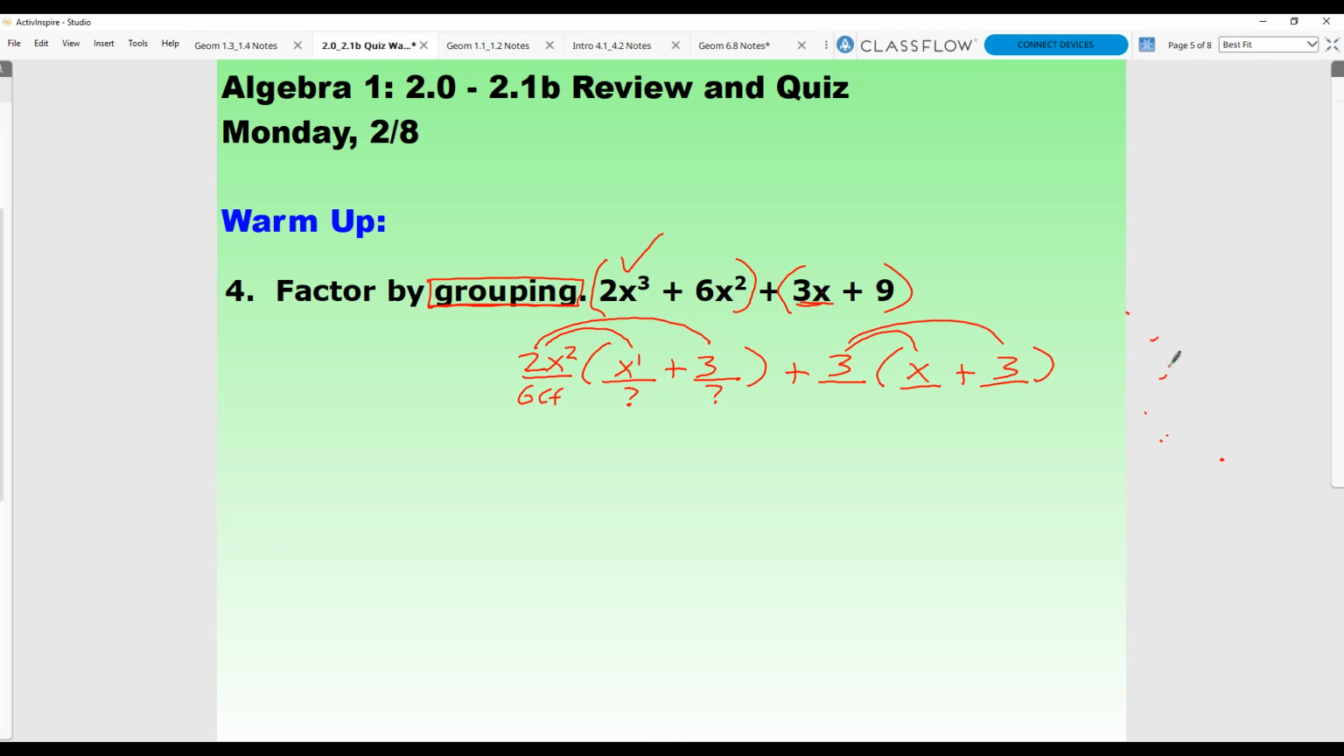Okay, and take a look at what we have here. Both sets of parentheses are exactly the same. That means you did the problem right. Okay, that is what you're looking for.